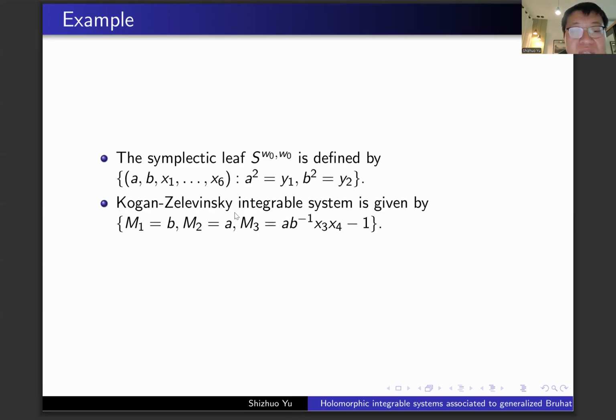And the Kogan-Zelinsky system is actually in this form, and the symplectic leaves can also be written down very clearly. You will find that it is indeed some a square equals to some functions.